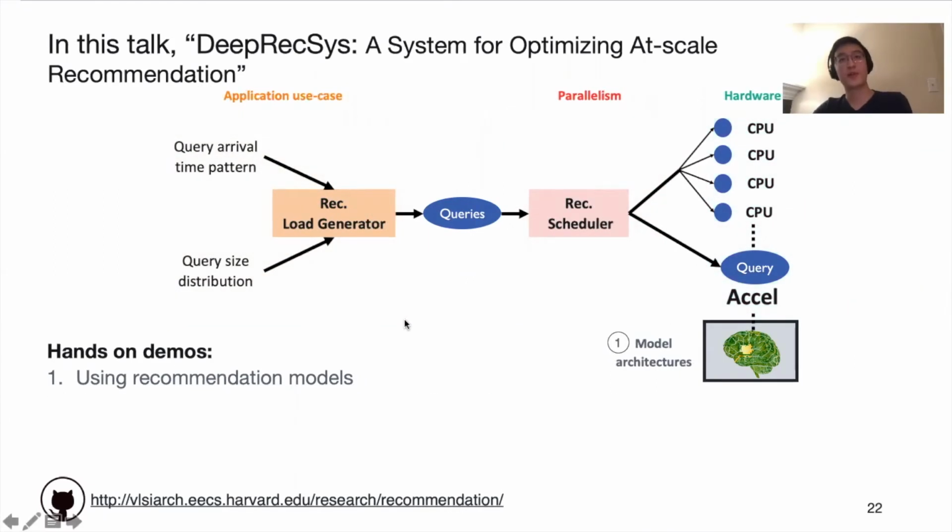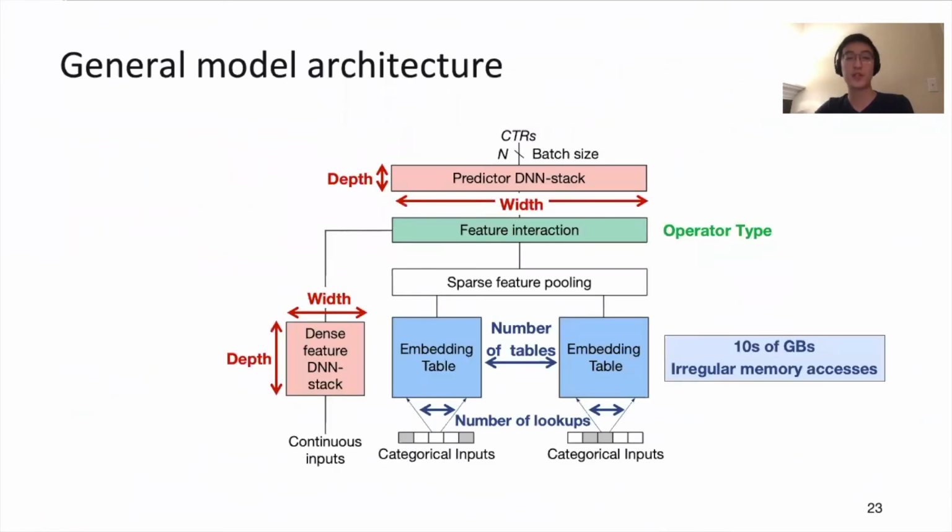All right, so first, we look at the collection of recommendation models. In this slide, we see the general model architecture of these deep recommendation systems. Starting from the bottom, we actually see that there's two types of inputs. Continuous inputs, which we know and are really familiar with already, are processed by these dense DNN feature stacks.